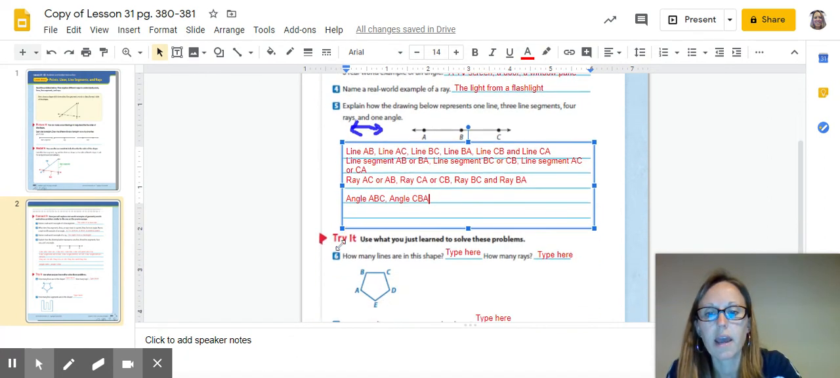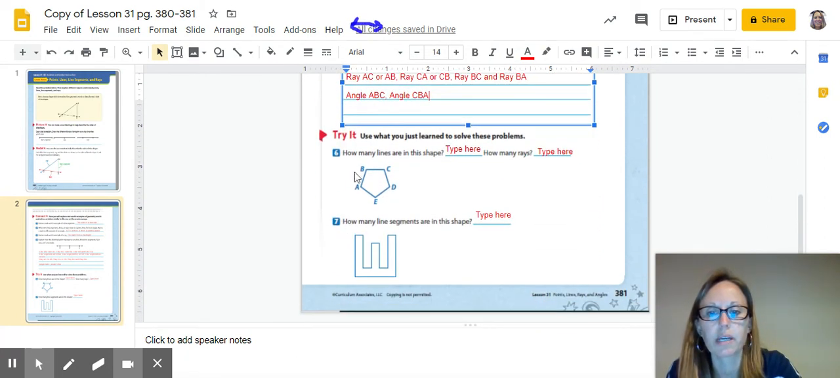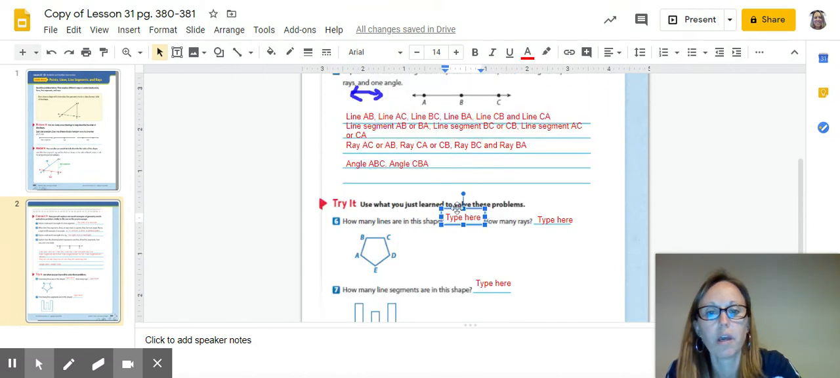All right, now we're going to look at problem number 6. It says, how many lines are in this shape? Now, if you're looking at that shape, do you see any lines? Remember, a line has 2 arrows on either side. Do we see any? I do not see any lines. I do not see any that go on in both directions. So I'm going to put a 0 there.